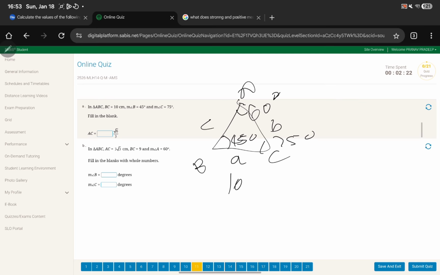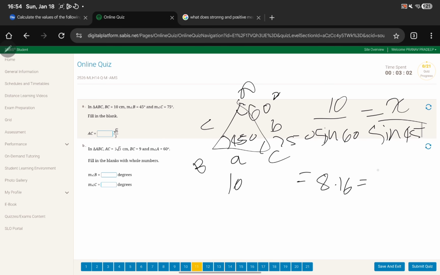So we know that angle A is 60 degrees, and then we can use the sine rule, that is 10 over sine 60 equals x, what we're trying to find, over its corresponding angle, which is sine 45 for angle B. If you plug this into your calculator, it's 10 over sine 60, then you put alpha, whatever x, just put the variable, over sine 45, and then you end up with 8.16, which equals x.